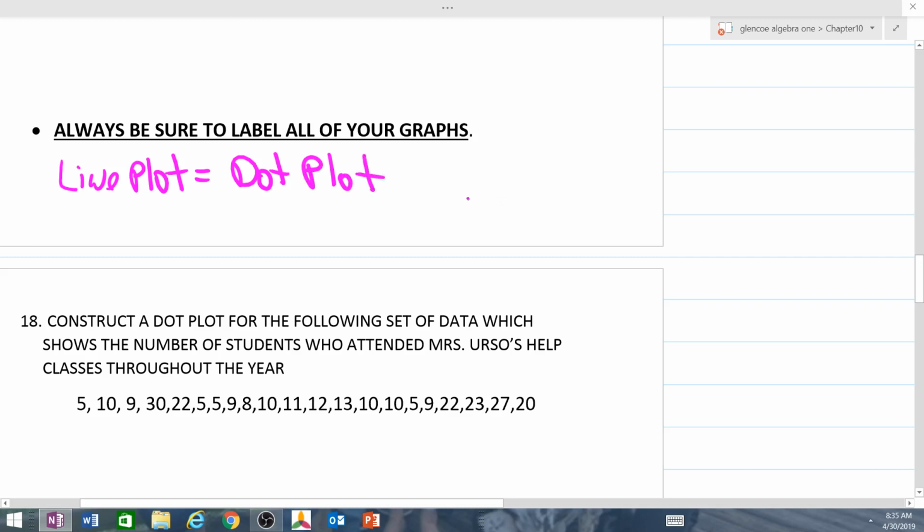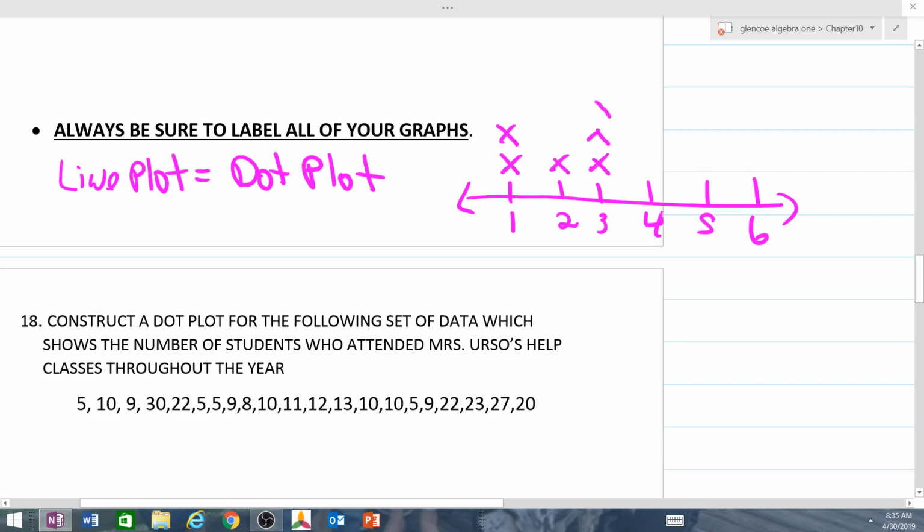Here's the difference. A line plot is going to look like this. Instead of having dots, a line plot is going to have X's to represent the frequency. Is that clear? Are you sure? Okay. A line plot has X's, a dot plot has dots. They do and function exactly the same way.